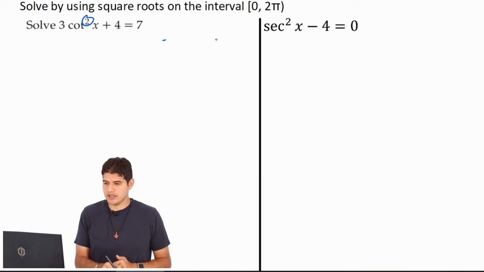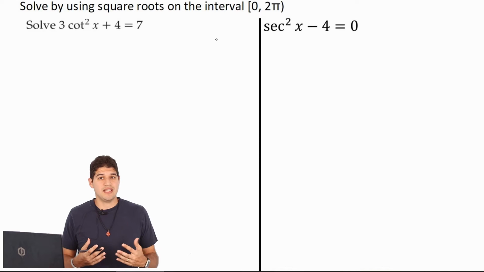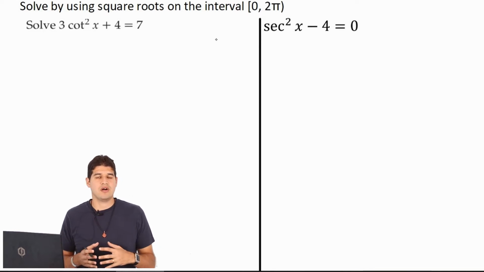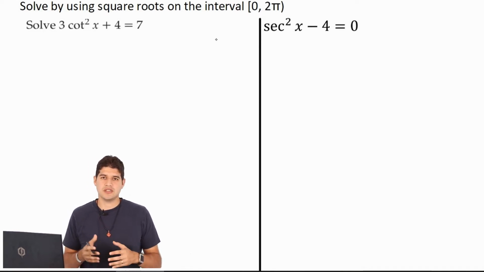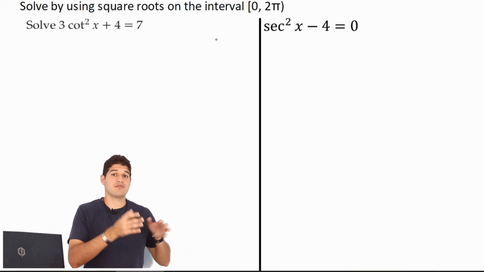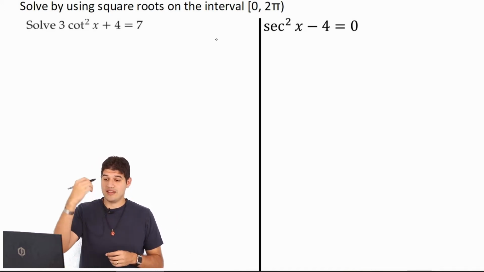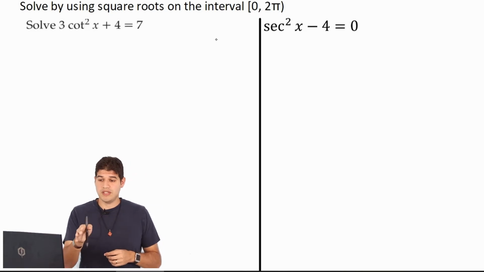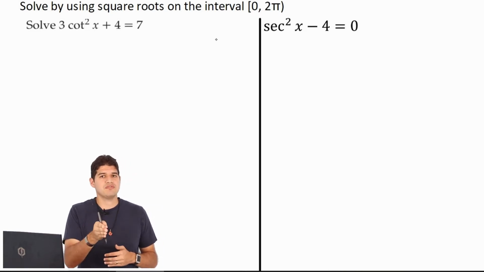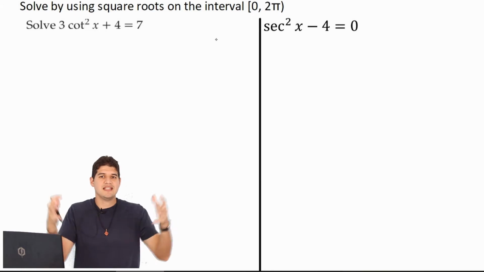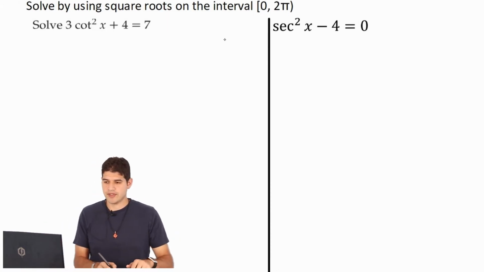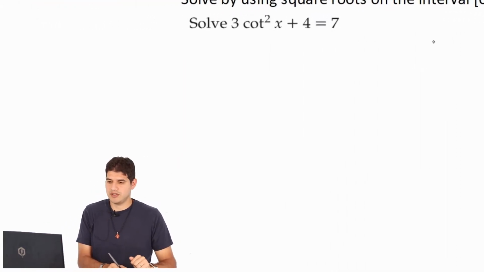So as I'm going through this, kind of like the last video that we had done, if you haven't seen the last video on isolating your trig functions, make sure you go and watch that video first, because this is a continuation of those notes. So in this video, we're going to do the same thing, isolating the trig function, but then we're going to have to take that square root. So let's isolate the trig function first.